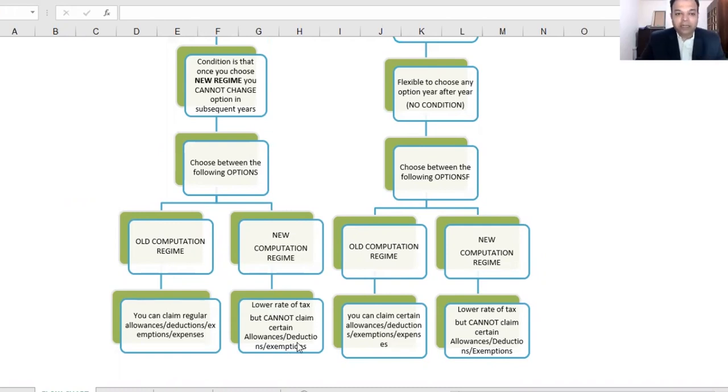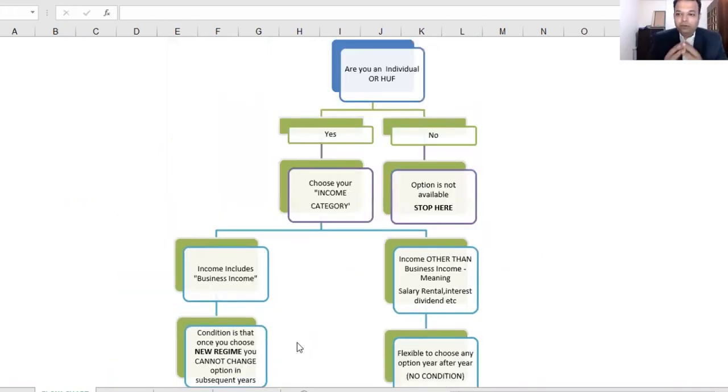I hope I'm clear. Now, I told you that I'm going to give you a system where you are going to understand how do I know for whom it is applicable, how do I know where I have to choose, etc. So, friends, here is the first point you have to understand. This is applicable only for individuals and HUF. So, what I have done in this flowchart is I've given a pattern. Let's go through this. Are you an individual or HUF? Now, if the answer is yes, then you proceed further for the scheme.